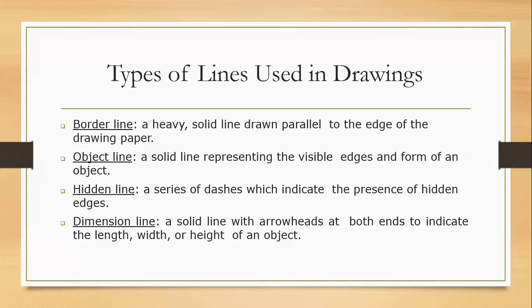Then we have our dimension line. This is a solid line with arrowheads at both ends to indicate the length of a feature, the width of a feature. So this line doesn't actually define the object, but it indicates the dimensions of the feature.